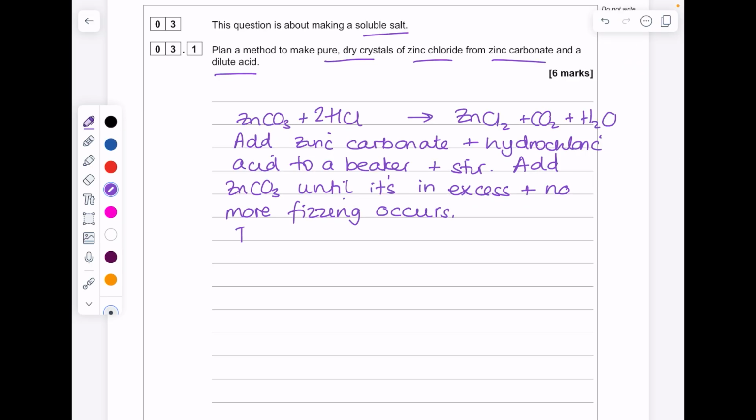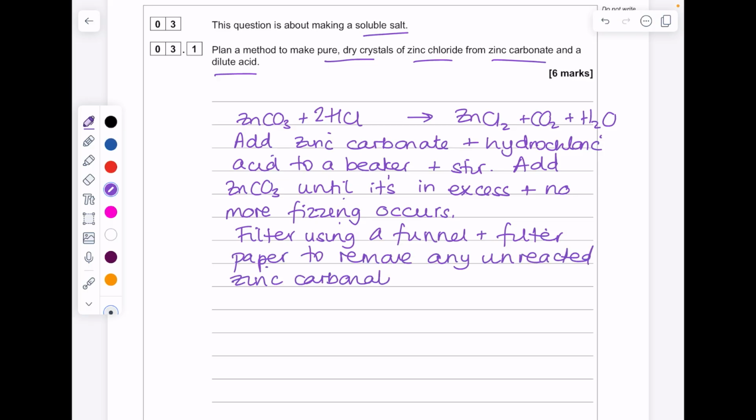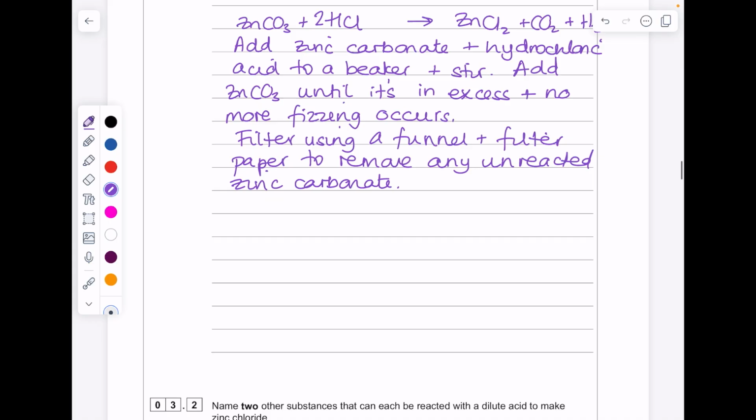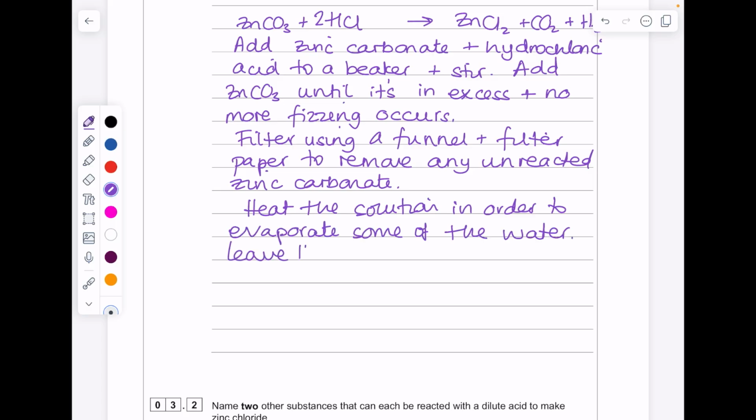Now we need to filter using a funnel and filter paper. Why do we do that? To remove any unreacted zinc carbonate. So now we have a saturated solution. So we need to heat the solution in order to evaporate some of the water. Leave the solution to crystallize and dry. Make sure you specify something like filter paper, drying oven, a warm place.